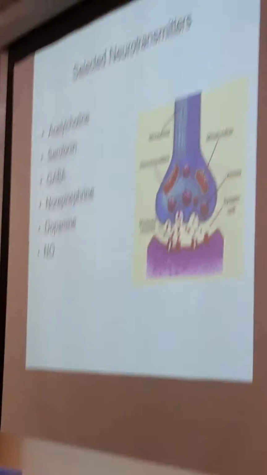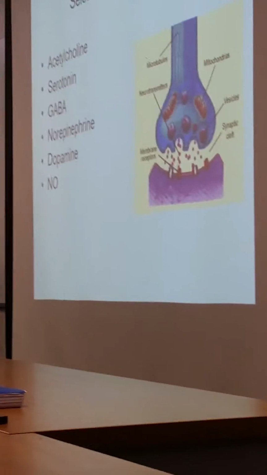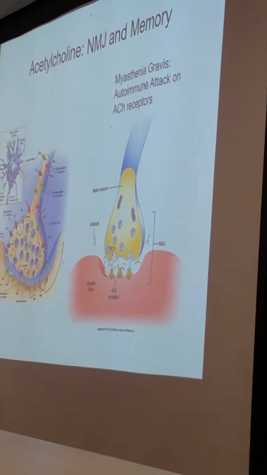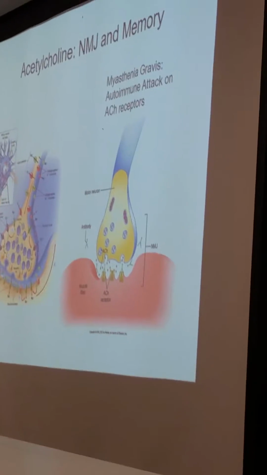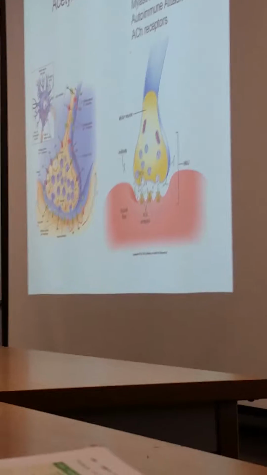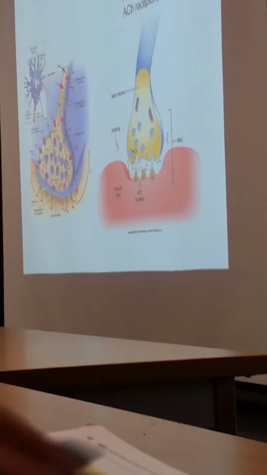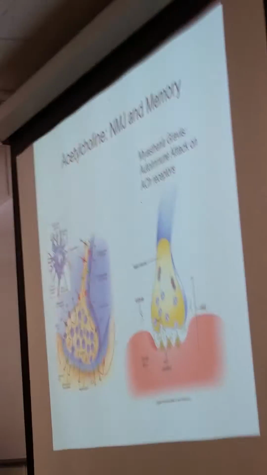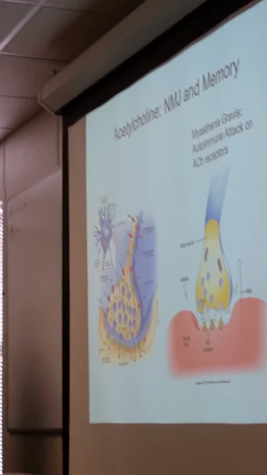So acetylcholine, norepinephrine, dopamine, and nitric oxide. Acetylcholine, you know it from muscles, neuromuscular junctions. You know it's excitatory in muscles, but it also has a function in memory. That's right, memory. I keep forgetting to say that.